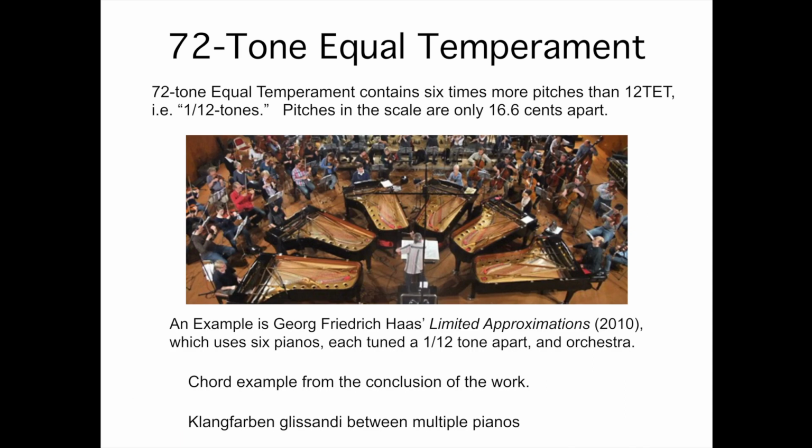Just going to show you a couple other examples. This one here is 72 tone equal temperament. You can see there are 6 pianos in front of this orchestra, and the composer Georg Friedrich Haas used 6 pianos, each one tuned just a little bit apart, a 12th tone apart, to create interesting harmonies with very, very close together notes, which are called microtones.